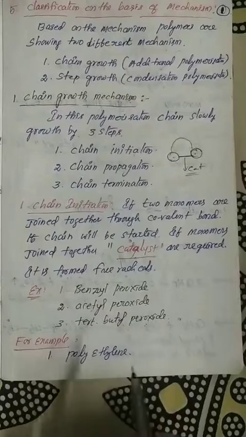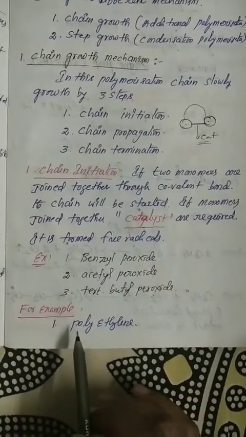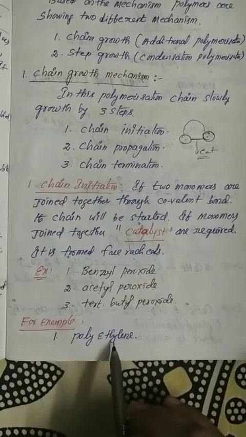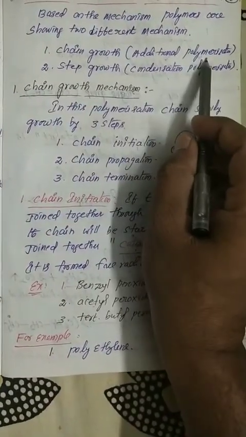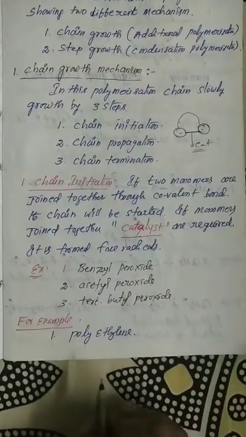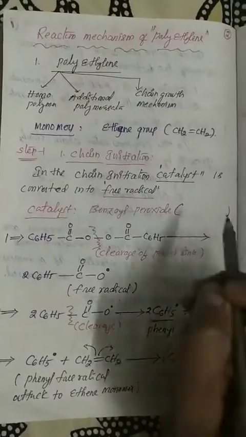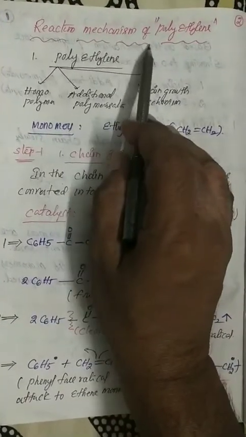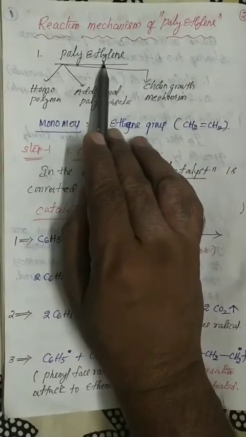Now we are going to start. For example, polyethylene. Polyethylene is one of the polymers. It is prepared through the addition polymerization of chain growth mechanism. Understood? Now we will start the mechanism of polyethylene. See students, the reaction mechanism of polyethylene. Now we start the preparation of polyethylene.